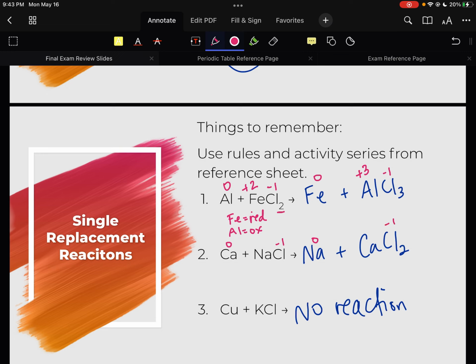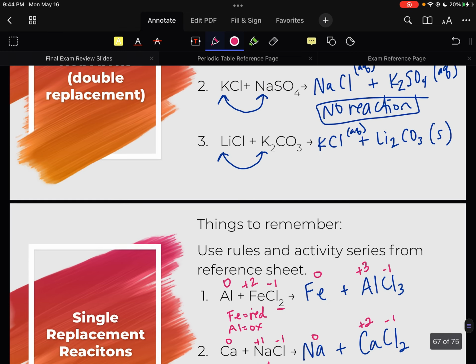For the next one, again, calcium, sodium by themselves, 0. Chlorine gets its -1, and then I want them to add up to 0. So that means sodium has to be a +1, calcium has to be +2. So I can look, sodium went from +1 down to 0. So that means it's reduced. And then calcium went from 0 up to +2. So that means it's oxidized. For number 3, nothing is oxidized or reduced because there was no reaction.